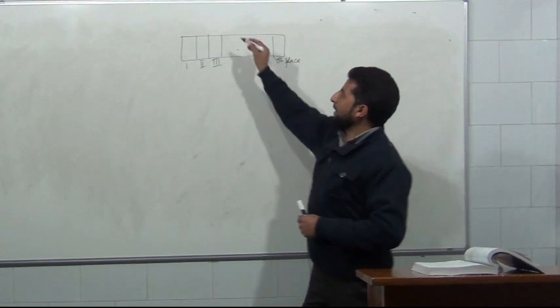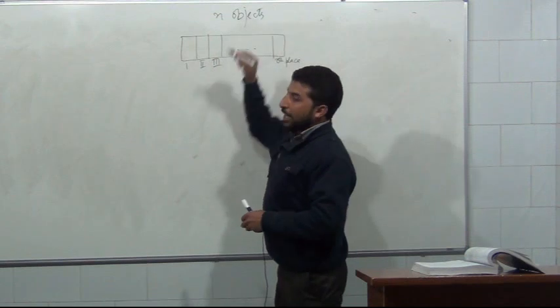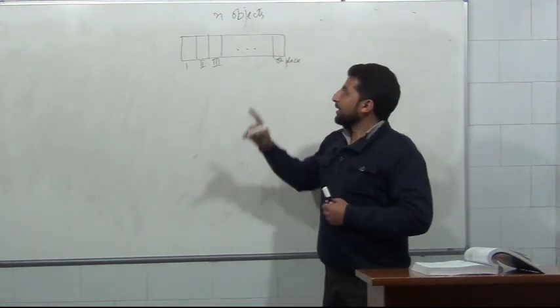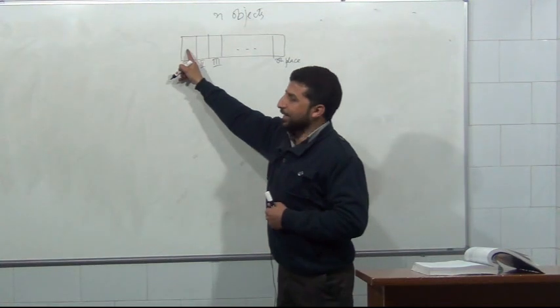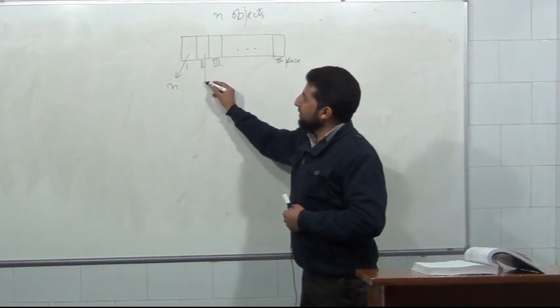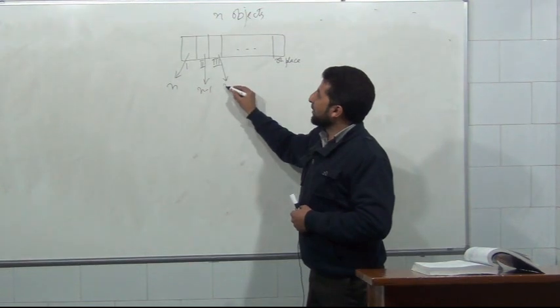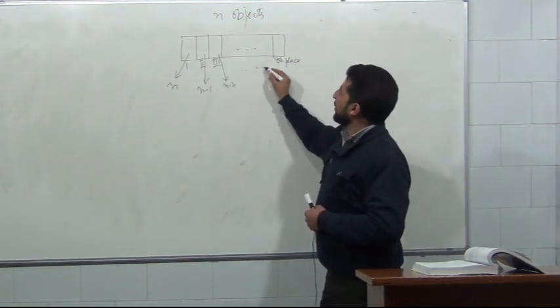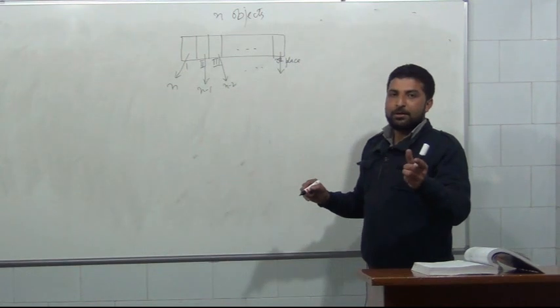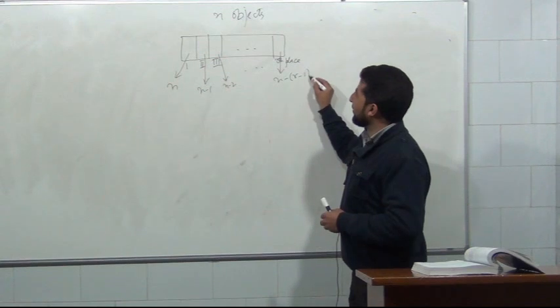I will ask you, if you have n objects under consideration, and the repetition is not allowed, to fill this place, how many options do you have? Yes, exactly n. To fill this, you have n minus 1. To fill this, you have n minus 2. And so on. To fill the rth place, how many? You have n minus r plus 1.